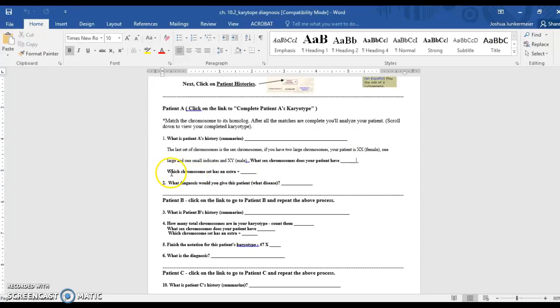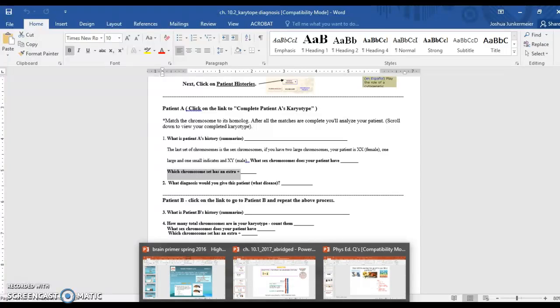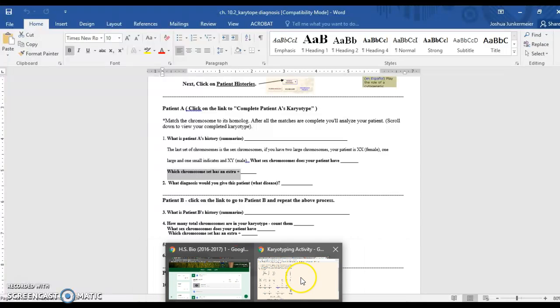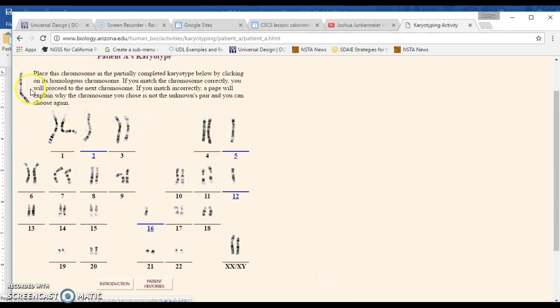It says, which chromosome set has an extra, so which chromosome is there extras of? So I'm going to do this first one. I'm going to do patient A with you, but your responsibility would be to do patient B and C on your own. So let's go back and see if we can figure this out. Which chromosome do they have an extra copy of? So I'm looking at this chromosome right here. And what your job is, it says place this chromosome in the partially completed karyotype.